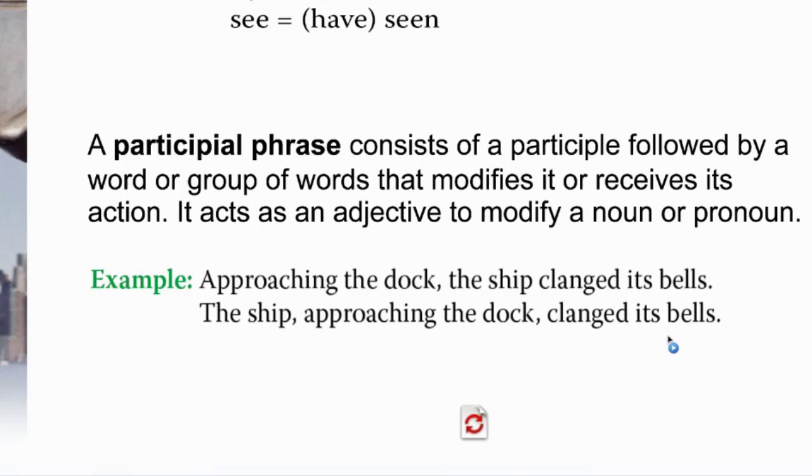A participle can be part of a verb phrase. For example, have flown. A participle can also act as an adjective. For example, huddled masses. A participle can also introduce a participial phrase. For example, approaching the dock.